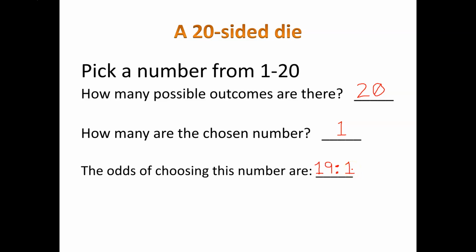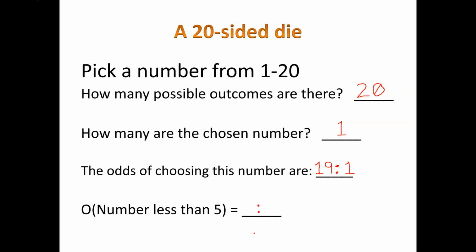So our odds of rolling an 11 on a standard 20-sided die are 19 to 1. What about the odds of rolling a number that's less than 5? Again, we have O for odds, and then in parentheses, the thing that we want to happen. Well, let's think about first, draw our dots, how many ways are there to win?